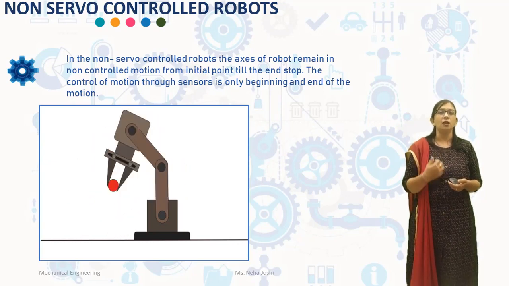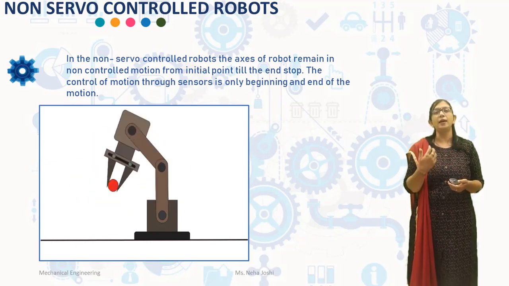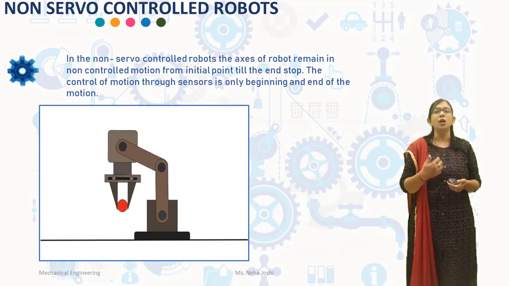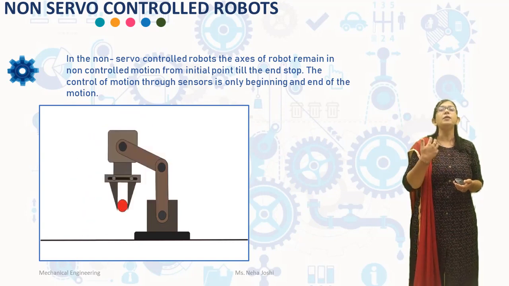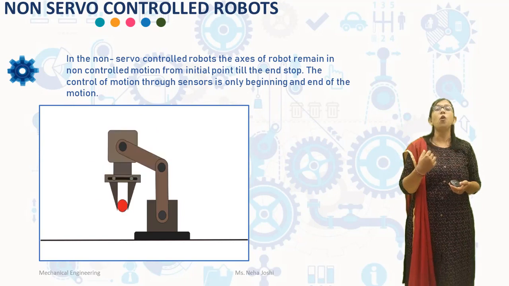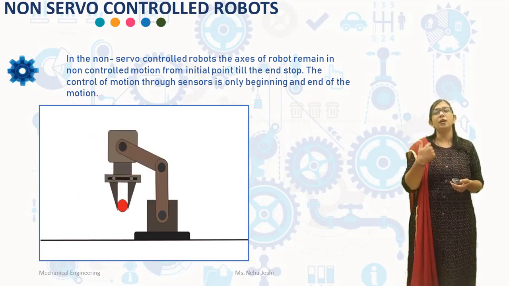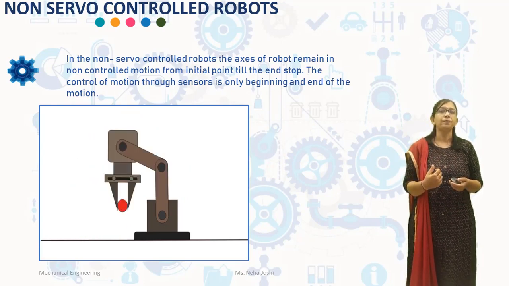to the actuators. The controller or sequencer now indexes to the next step and sends an on signal to the actuators of the link of the manipulator. The process is repeated until all the steps in the sequence are executed. Okay, so this is what about the non-servo control robots. Pick and place type robots are the example of non-servo control robots.